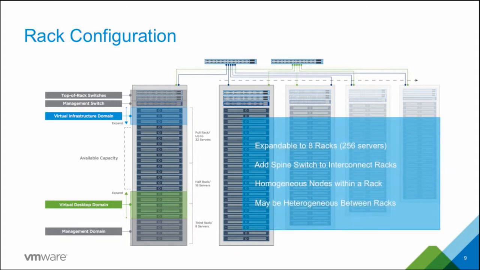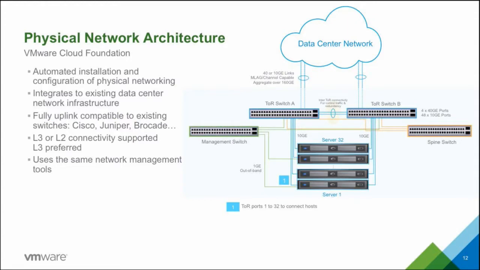So overall expansion due to the spine racks, I can go up to 8 racks, which gives me about 256 hosts in a given virtual VMware Cloud Foundation instance. If I need to, I can grow beyond 8 racks, but for that you need to make sure that you have spine switches with that capacity to go beyond 8 racks. This is a typical physical networking architecture that a lot of customers have asked questions about.